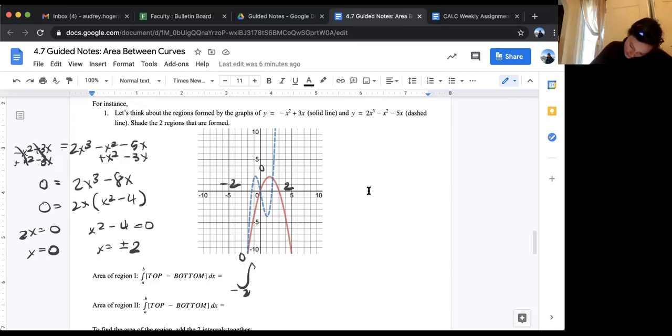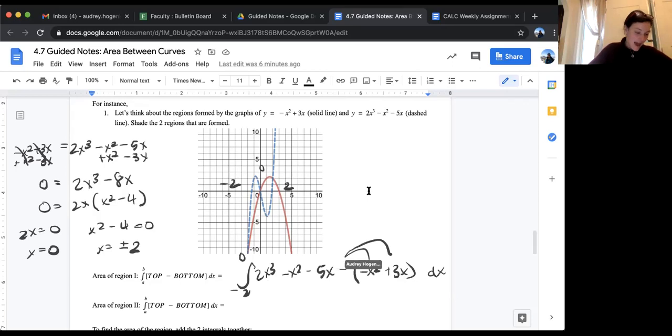My top function is the dashed line in this case, which is the function 2x cubed minus x squared minus 5x, minus the bottom. My bottom function is the solid line, which is -x squared plus 3x, dx. So I'm going to have to distribute that minus, and then you should end up with this definite integral equaling 8. Again, we can go through this in class time if you get tripped up somewhere in the calculus of evaluating a definite integral.